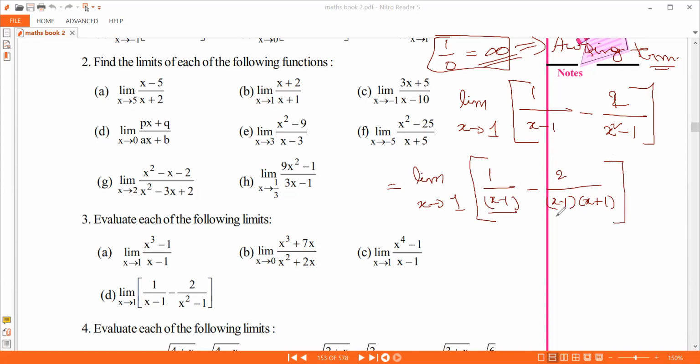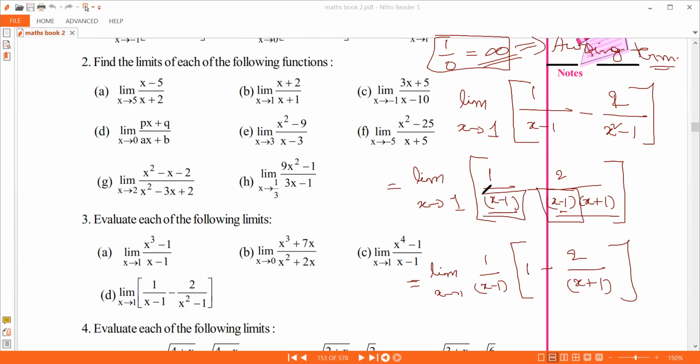Out of these two terms, 1 by x minus 1 can be taken as common. So we can write limit as x tends to 1, with 1 by x minus 1 taken as common, and you are left with 1 minus 2 by x plus 1. See this once, 1 by x minus 1 is out.